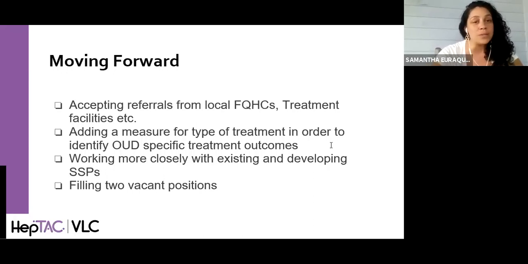And then working closely with SSPs. That has been the benefit of working with the CDC with this funding: we can continue to be closer and closer connected to those SSPs, so that the linkage staff can really find people who need their assistance. And then y'all fill in those two vacant positions.